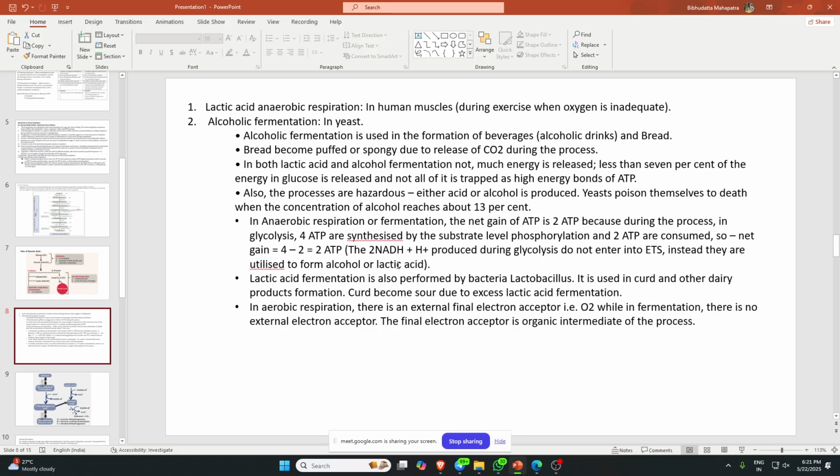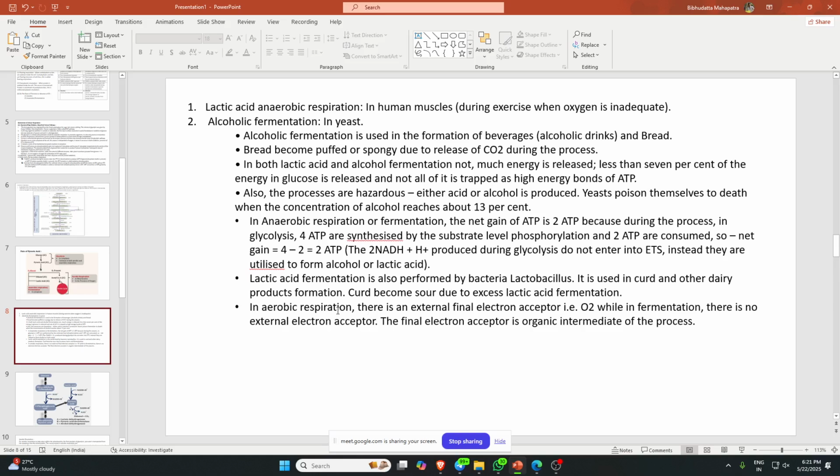Instead, they are utilized to form alcohol or lactic acid. Lactic acid fermentation is also performed by bacteria, Lactobacillus, which is generally what turns milk into curd. It is used in curd and other dairy product formation. Curd becomes sour due to the excess lactic acid formation.